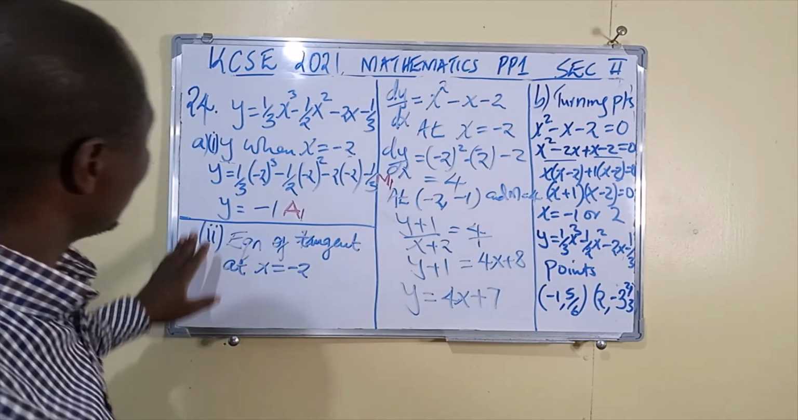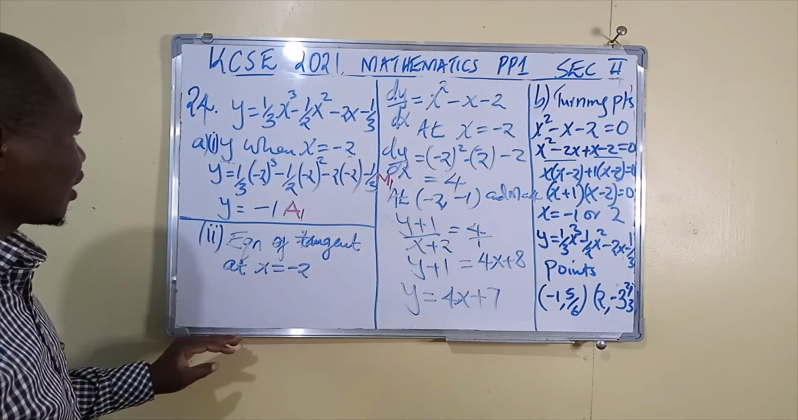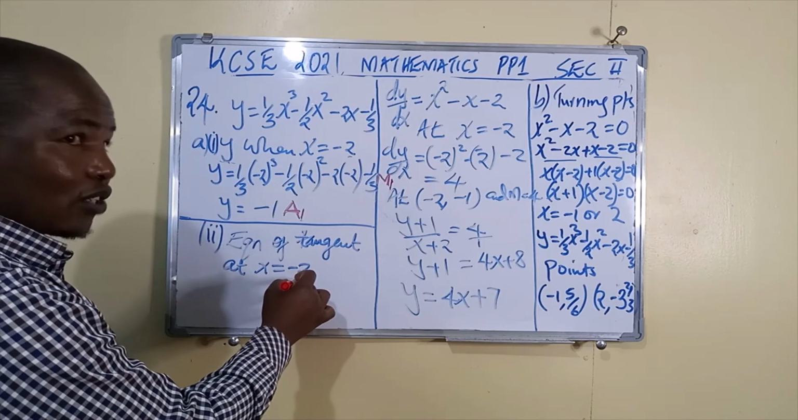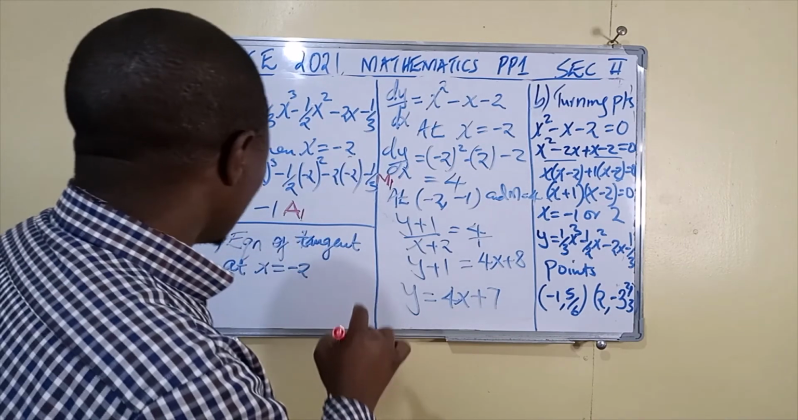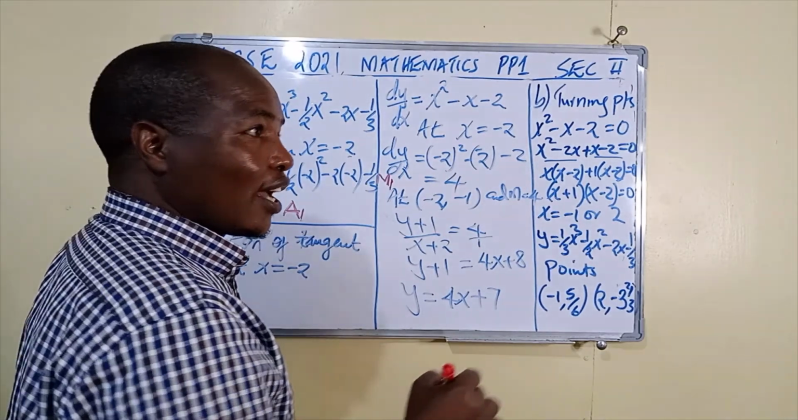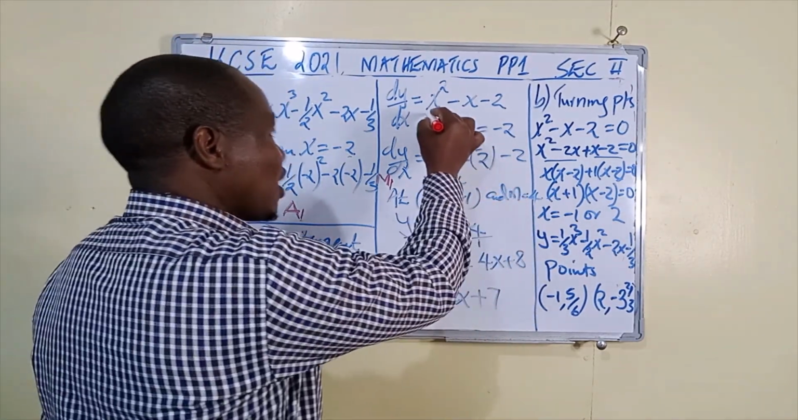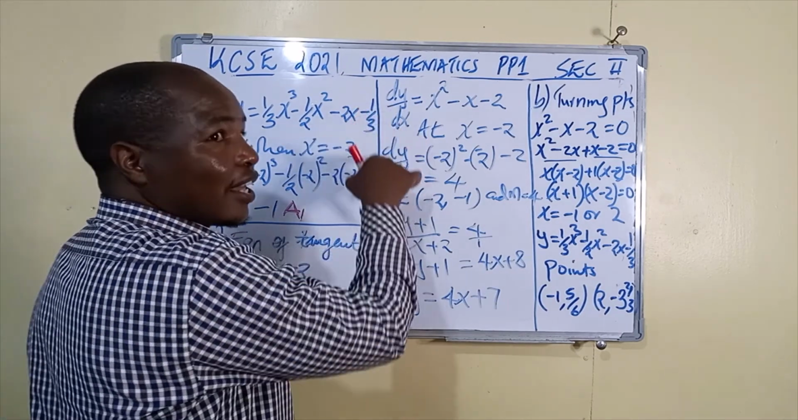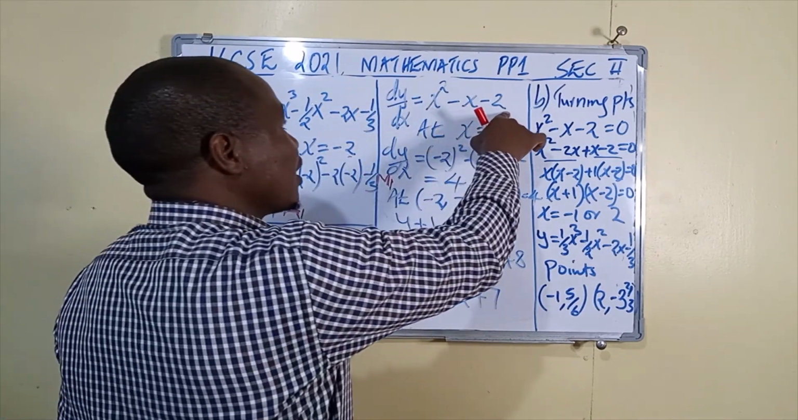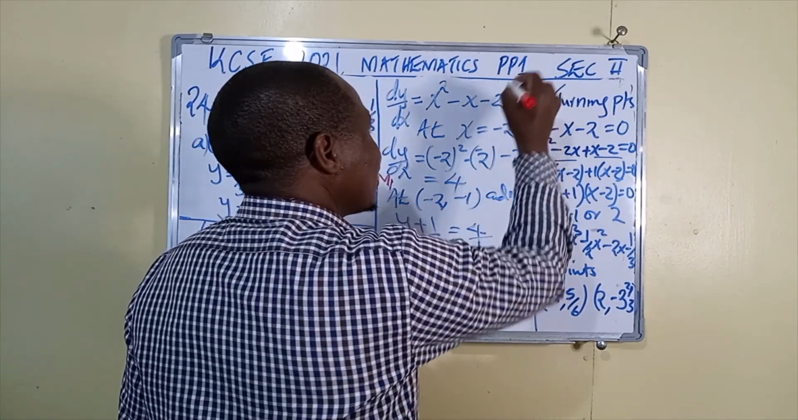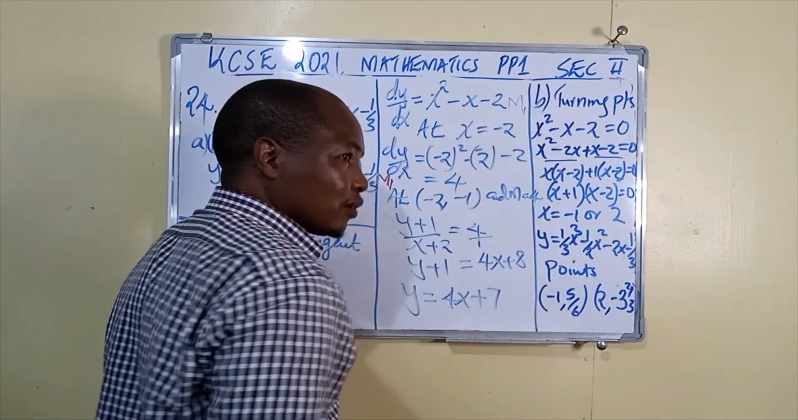In Roman 2 of the question, we were supposed to find the equation of the tangent at x equals -2. Now, for us to get the equation of the tangent, first of all, we need to get the gradient. We get the gradient function by differentiating the original equation, dy/dx. This is the gradient function. A student earns a method mark by correctly differentiating the equation.